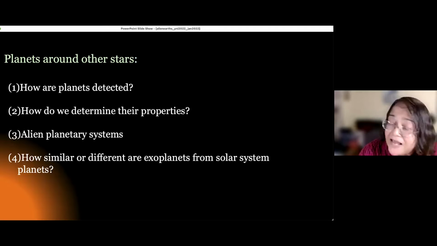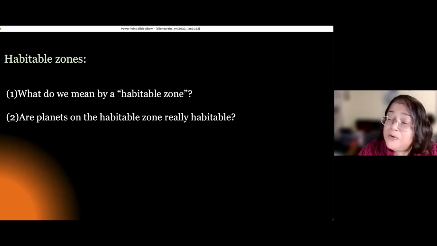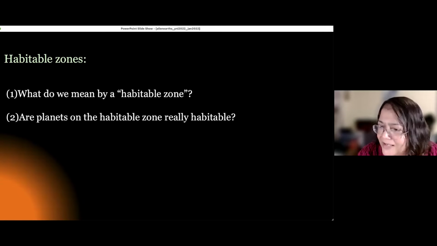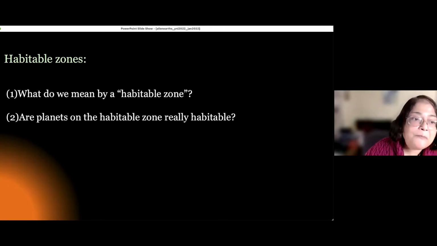Then alien planetary systems, by that I mean multiple planets around their star. Do any of them look like our solar system? How different are they? What are the similarities? And then we go to the current hot topic, habitable zones. What on earth do we mean by habitable zone? And are planets in the habitable zone really habitable? The answer, disappointingly, is not usually, but again, that's something we will explore.